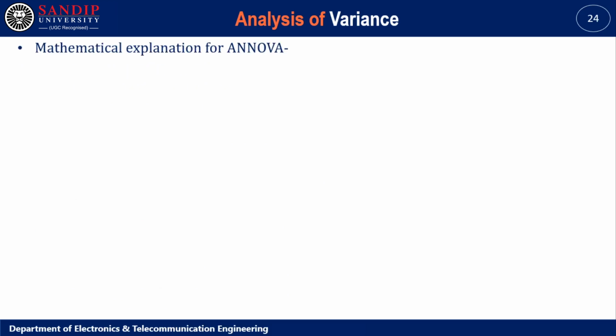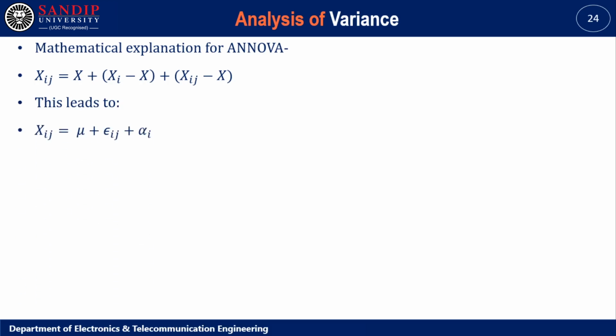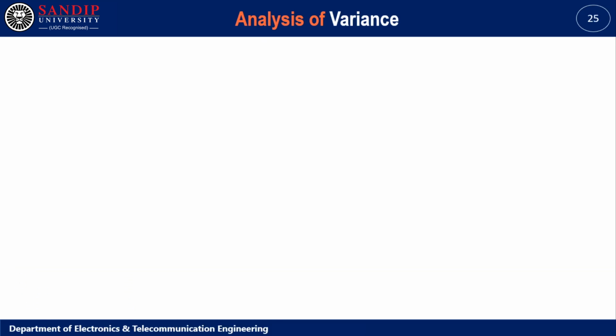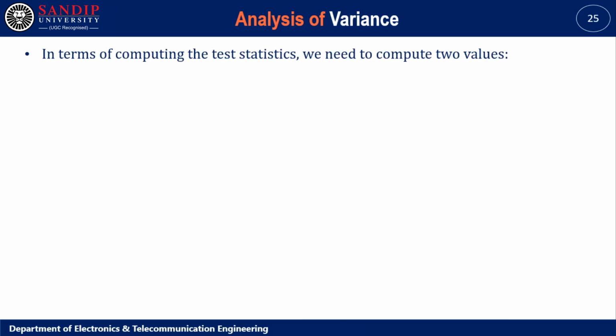Mathematical explanation for ANOVA. X_ij minus x̄ is equal to (x̄_i minus x̄) plus (x_ij minus x̄_i). This leads to x_ij equal to mu plus alpha_i plus epsilon_ij, where mu is the grand mean, alpha_i is the ith group effect, and epsilon_ij is the error term from a normal distribution. The null hypothesis of the test is that alpha_1 is equal to alpha_2 up to alpha_k.